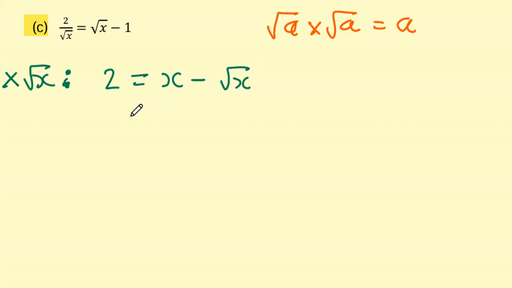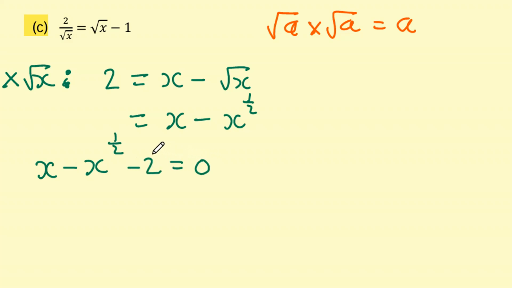Now, what's important to note is that we can write the square root of x in exponential form as x to the half. We want to bring everything to one side, so I'm going to bring the 2 to the right-hand side here and flip the equation. So x minus x to the half minus 2 will equal 0. Now, what's important to note is that the first x here has a power of 1 that we don't write. And the power of the second x here is half the power of the first x.